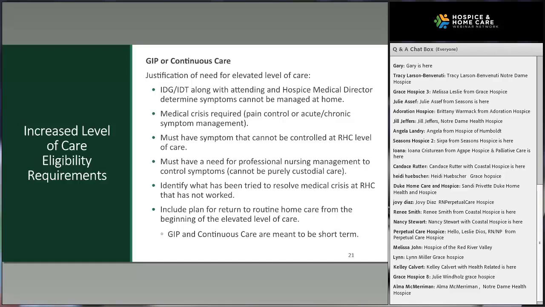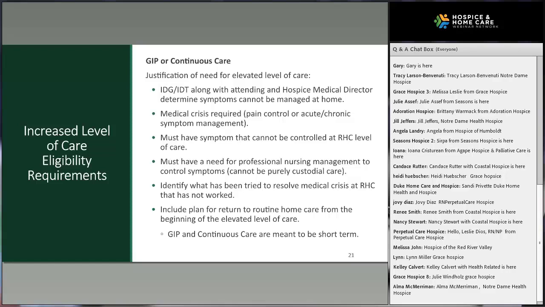And again, this has to be something that you have not been able to manage at home, and it better be documented that you showed all of the different things that you tried to do to manage it at home, and it couldn't be controlled at the routine home care level. You must have a need for professional nursing management to control symptoms. So it can't be just custodial care.